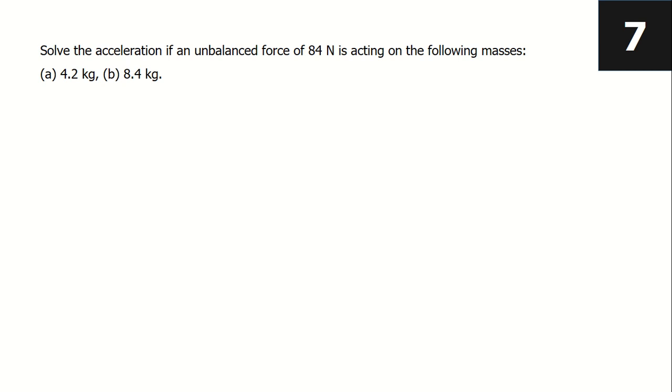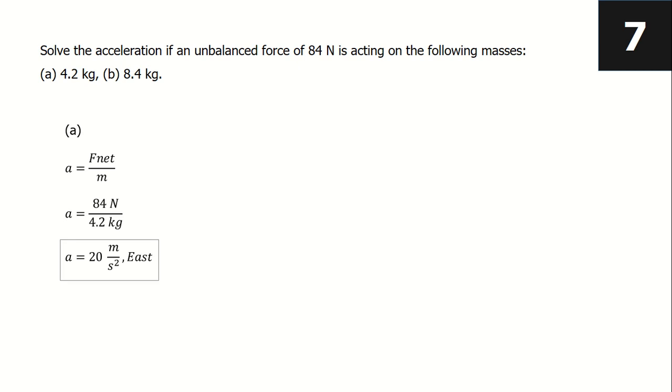In item number 7, similar scenario, similar situation, but this time you are solving for the acceleration, and you're given the net force and the mass instead. If the unbalanced force of 84 newtons is acting on the following masses. For the first case, it's 4.2 kilograms, and on the second case, it's 8.4 kilograms.